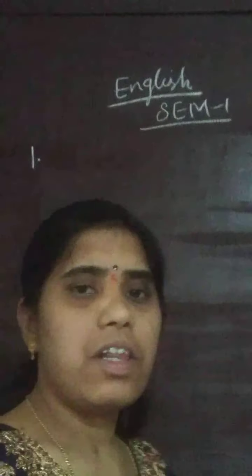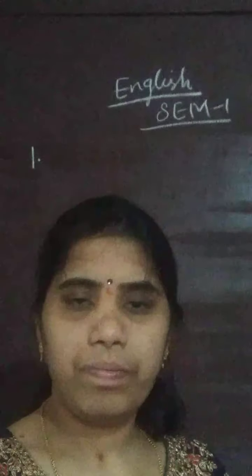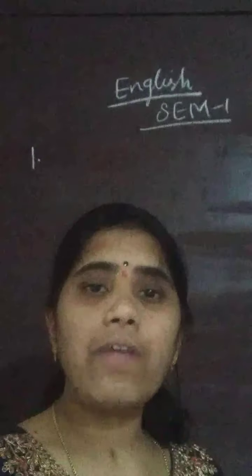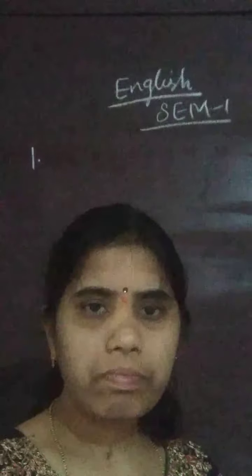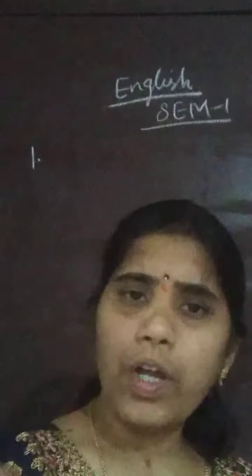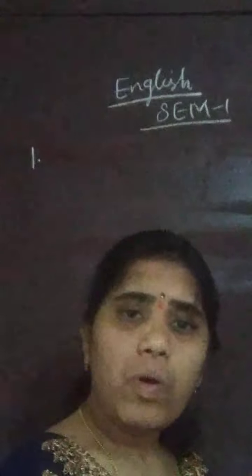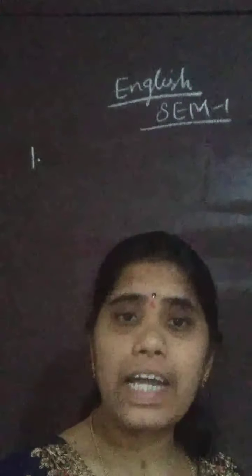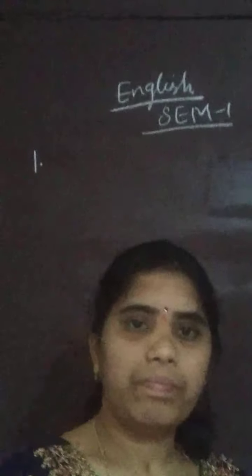Actually, you have 4 lessons in your semester 1 English. Lesson 1, lesson 2, lesson 3, lesson 4. In each lesson, you are going to have 11 sub-units, 11 subtopics. In all lessons, you are going to have prose or poetry, pronunciation, grammar, vocabulary, spellings, punctuation, conversation, reading passages, writing, soft skills and value orientation. These are the sub-units.